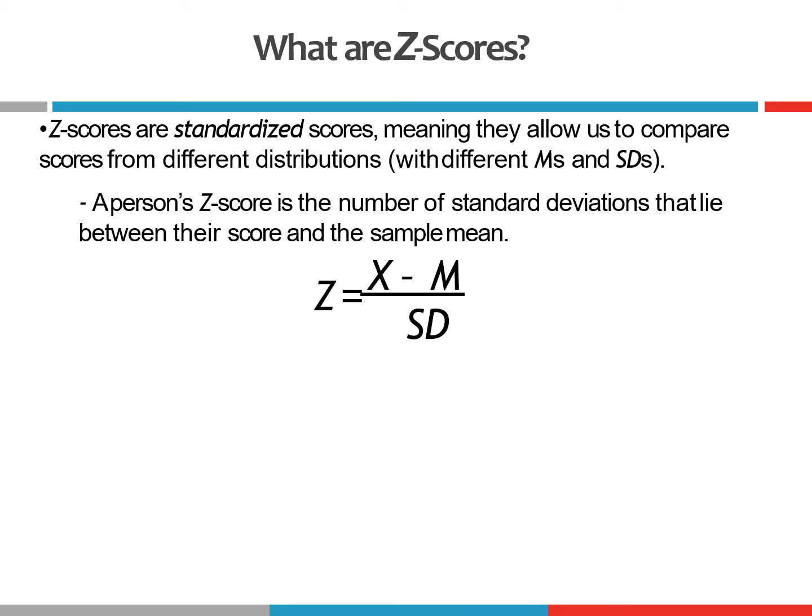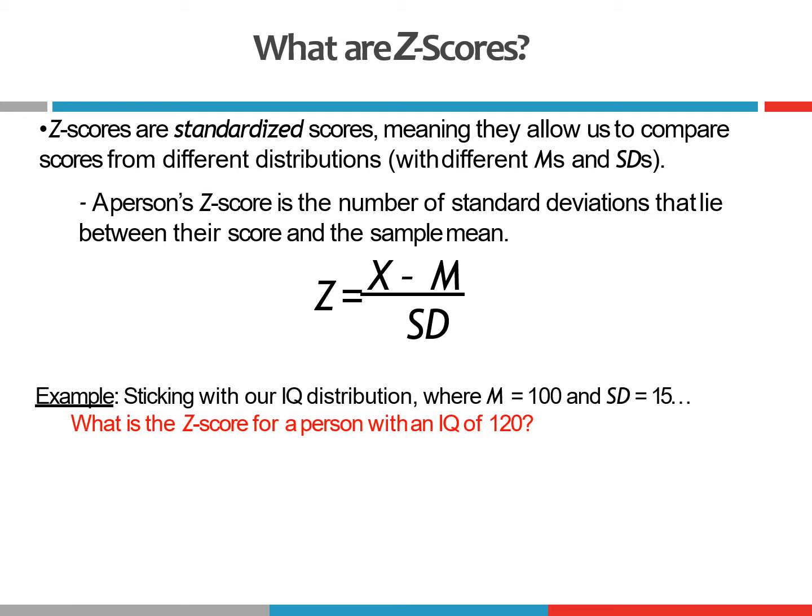The formula that we're going to use to calculate z-scores is simply the x, which is the individual score that we've obtained from the sample, minus the sample mean, divided by the standard deviation.